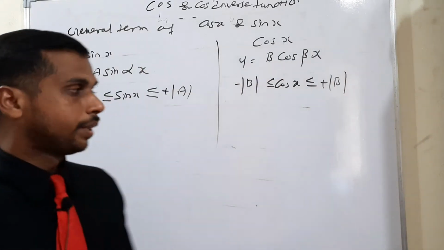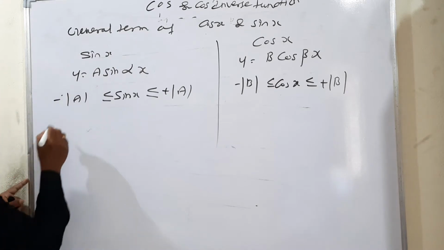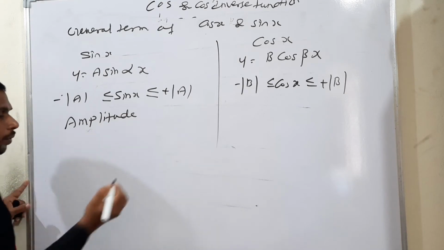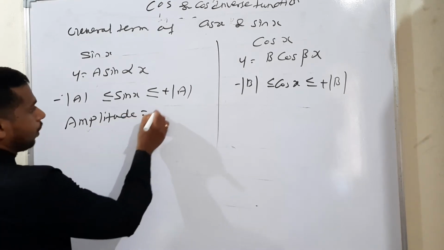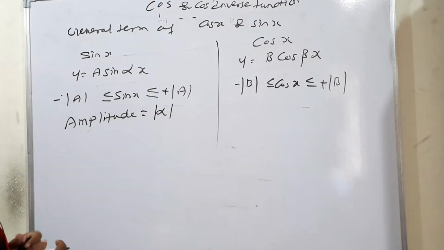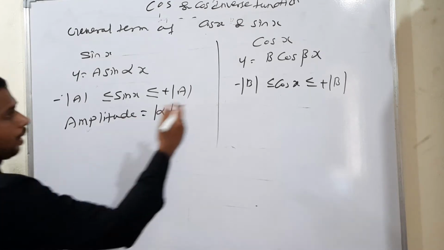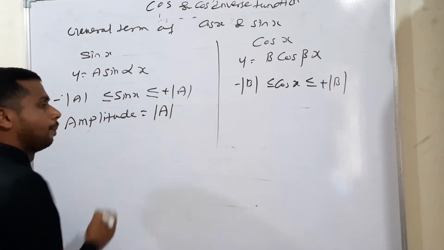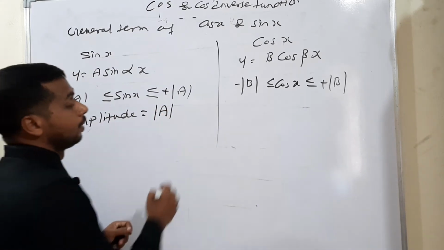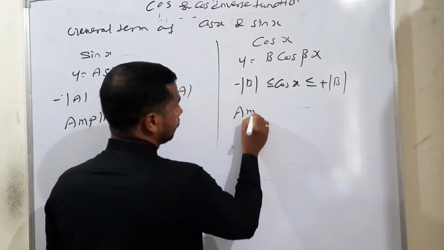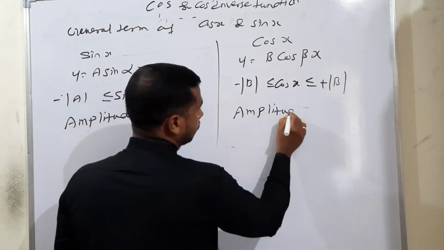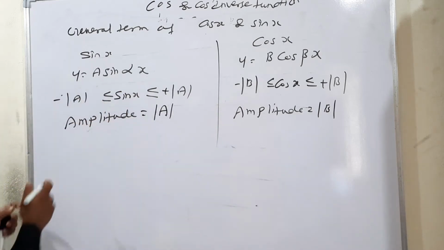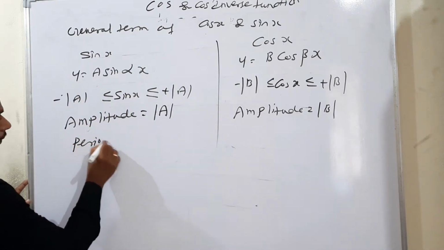How to find the amplitude? It's a 2 mark question, useful for you. The amplitude is modulus of alpha. Sorry, this is modulus of capital A. Then here the amplitude is modulus of B. Then how to find the period?